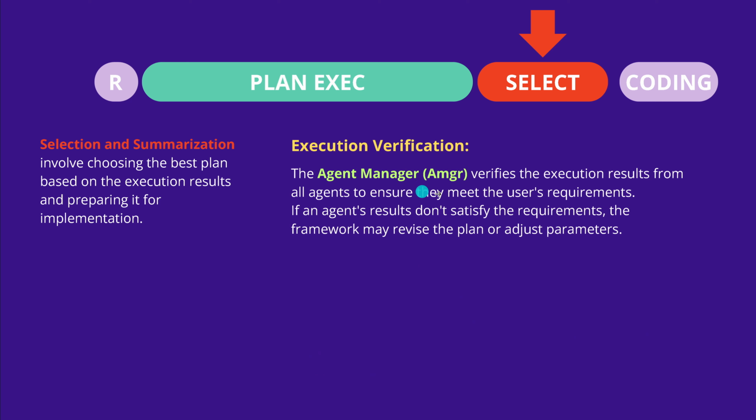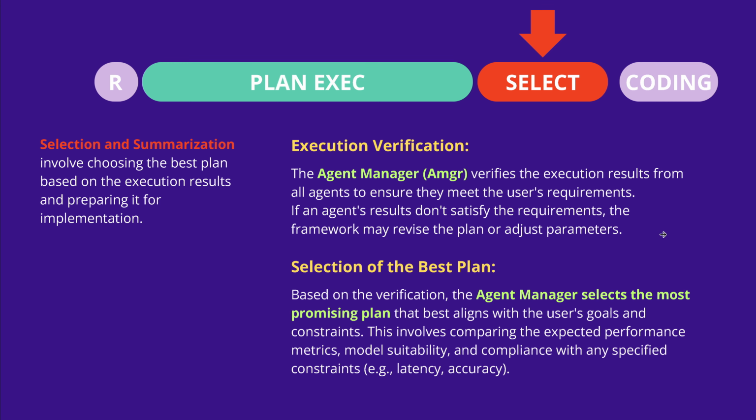The agent manager verifies the execution results from all the agents to ensure that they all meet here the user requirement. And if an agent's results do not satisfy these requirements, the framework may revise the plan or adjust the parameters, maybe it goes back. Then we have the selection of the best plan.